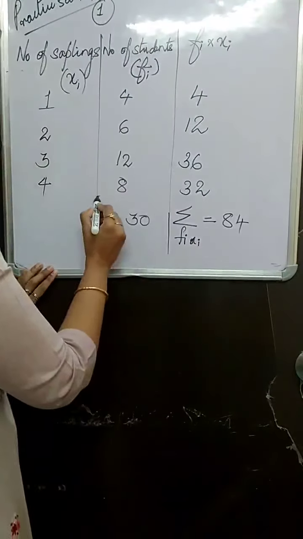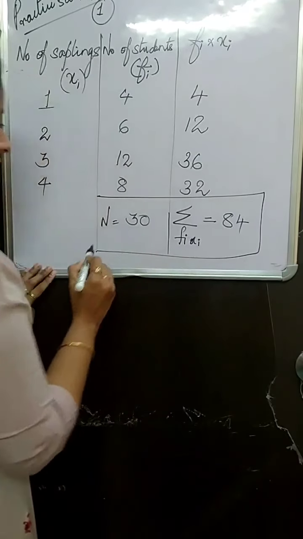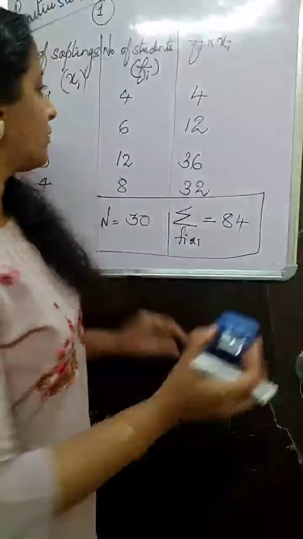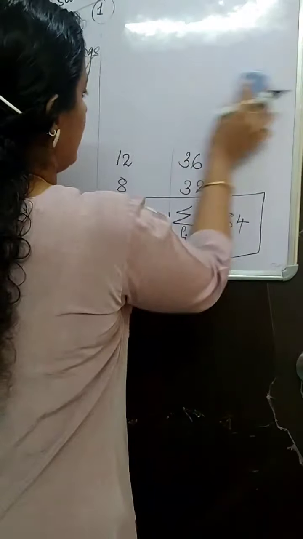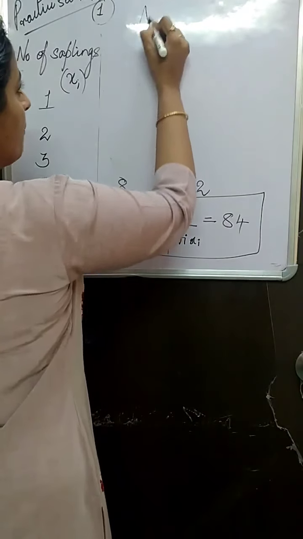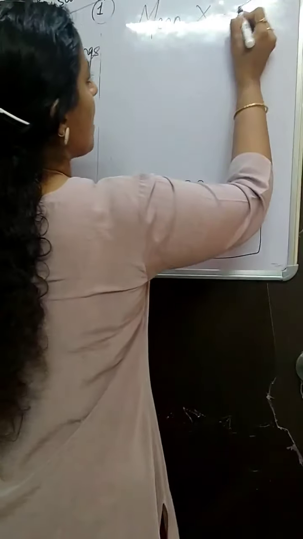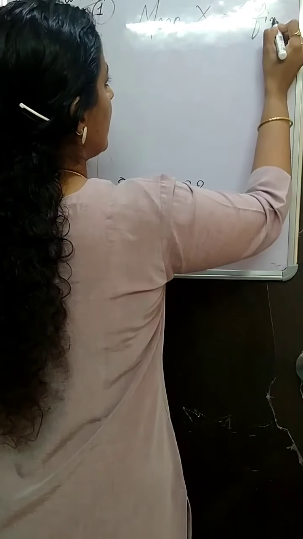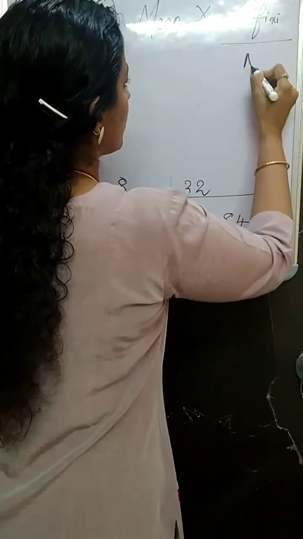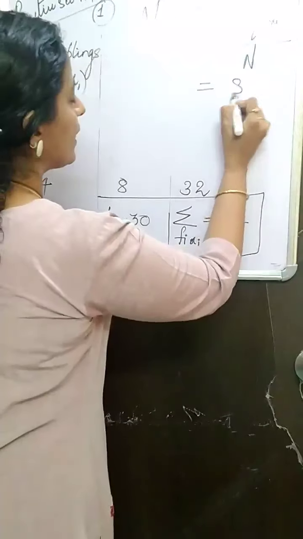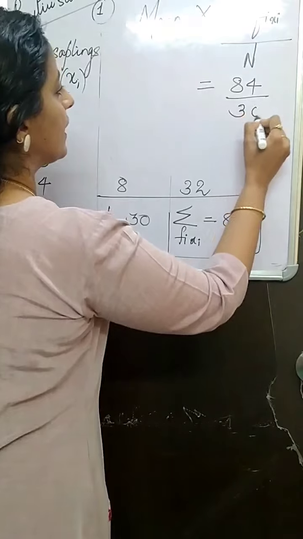Now we will find out the mean, the arithmetic mean. For that I'll just delete this part. Now you have to remember the formula. Mean x bar, this is the symbol we use for mean, is equal to summation of fi xi, this whole total, upon total number of frequency. The sum of fi xi we got is 84, upon 30.